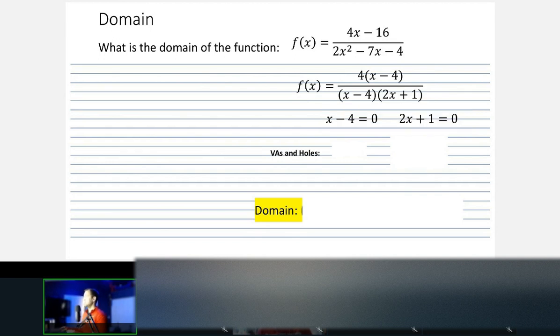And we know that we set the factors equal to 0, and we get x equals 4, and we get x equals -1/2. Now we know that x equals 4 is a hole, and we know that x equals -1/2 is the only VA. But remember, it doesn't matter when deriving the domain. Domain uses both the VAs and the holes, so I don't really have to distinguish one versus the other, right? All right, so in chat, go ahead and write out what the interval is based on what I have on the screen here. Let's see if you can derive the domain.